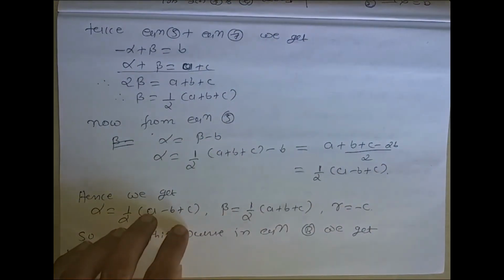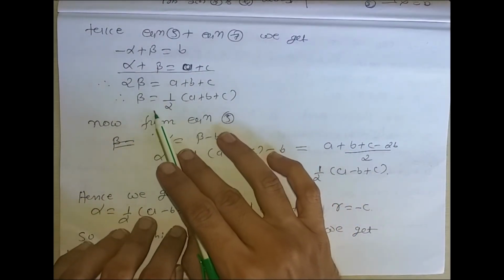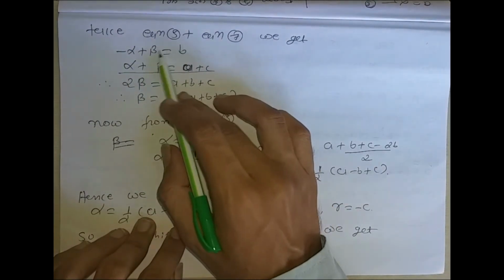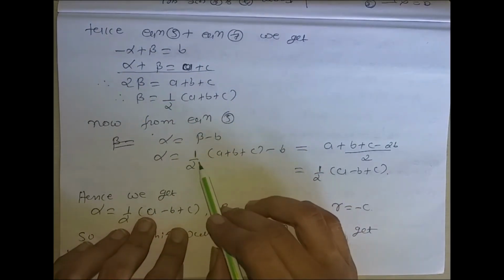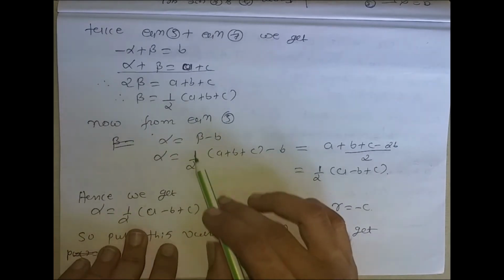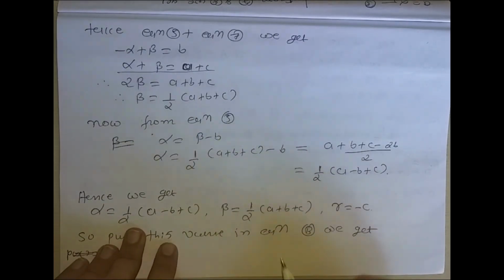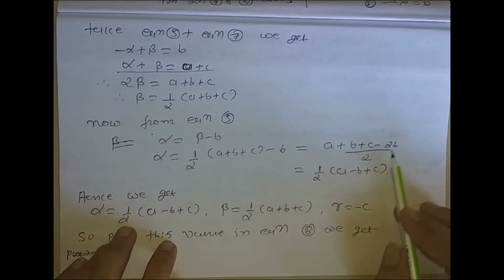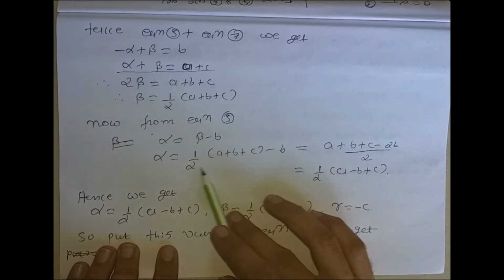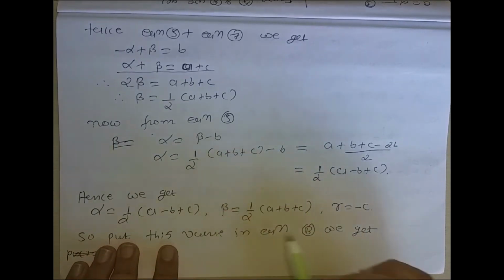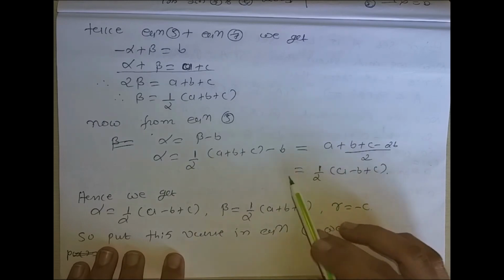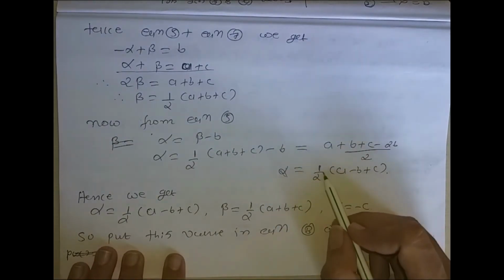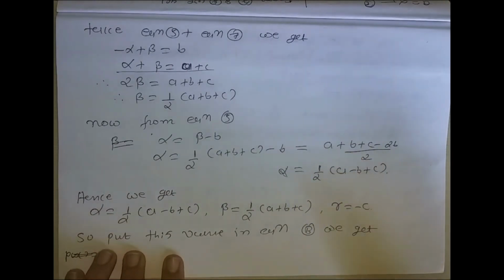From this value, put this value of beta in equation number 5. So the value of alpha is equal to beta minus b. What is the value of beta? Beta is equal to 1/2 (a plus b plus c) minus b. Simplifying, we get (a plus b plus c minus 2b) by 2. Take the LCM, multiply this b by 2. So we get the value of alpha is equal to 1/2 (a minus b plus c).